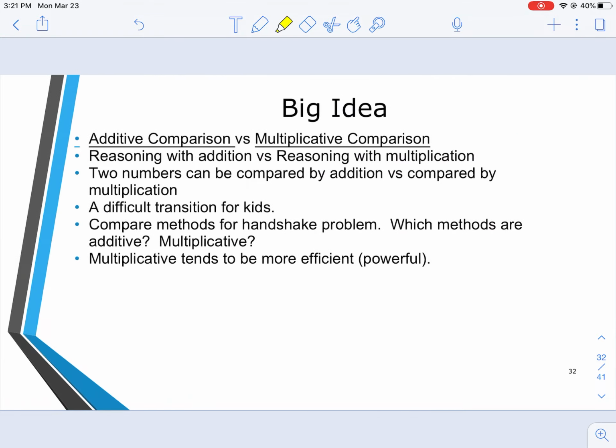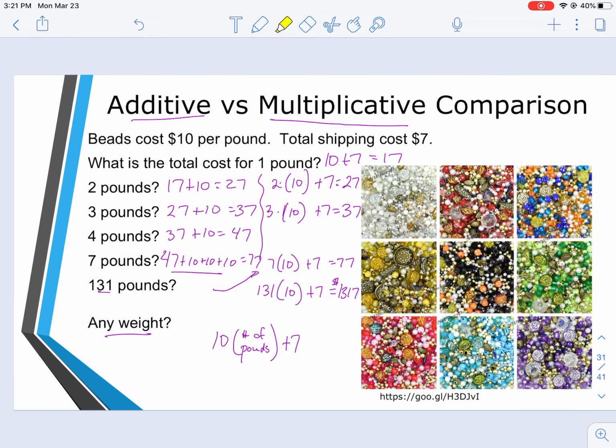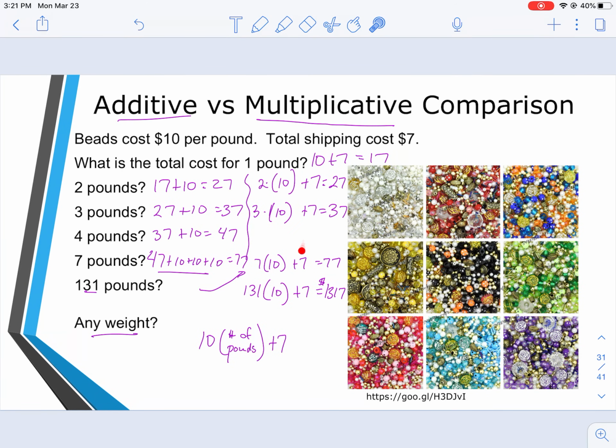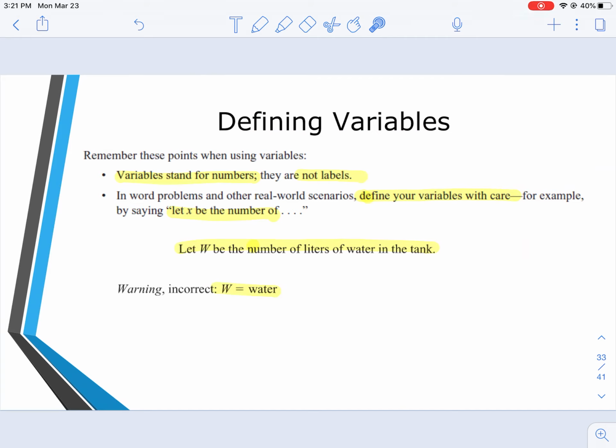And that's really it for this video. So additive versus multiplicative reasoning, we're looking at two different types of thinking, and multiplicative helps students transition into this algebraic thinking and the use of variables. And when we use variables, we want to make sure that we define what they mean and use this idea of a quantity, a number of liters of water.